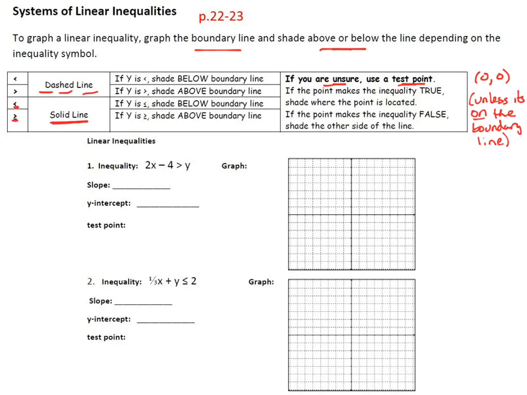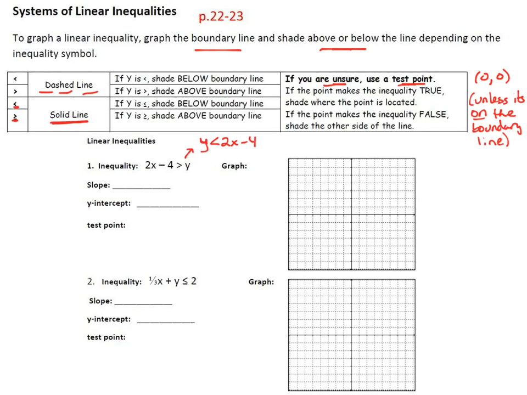So let's just graph a couple of linear inequalities just to make sure we remember how to graph them before we start graphing systems where we have more than one inequality. With our first example, we have the inequality 2x minus 4 is greater than y. If it gets confusing having the y on the right-hand side instead of the left-hand side, just flip everything. So we're going to have y is less than 2x minus 4.